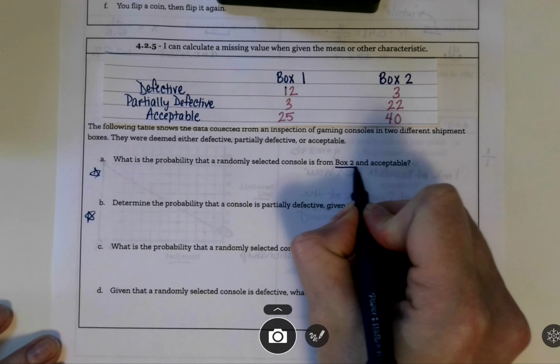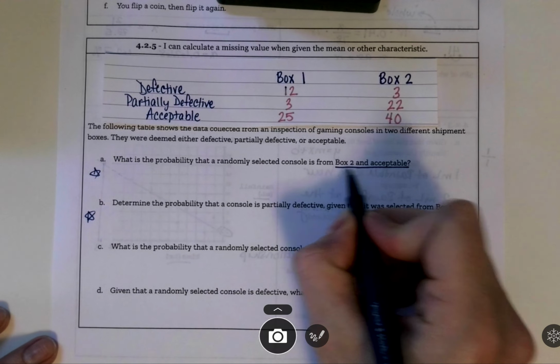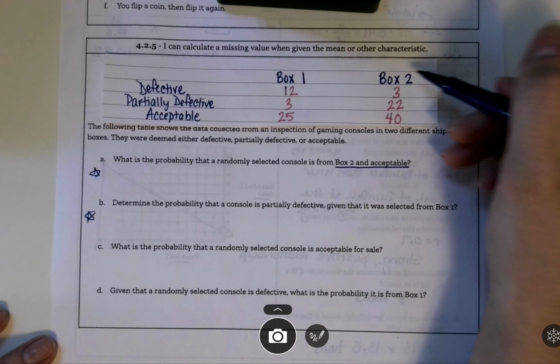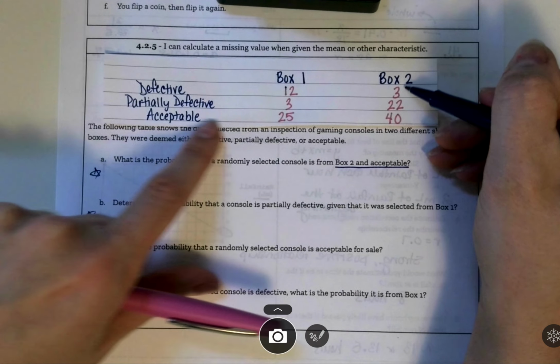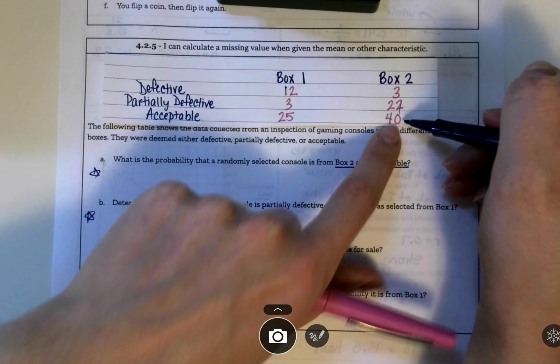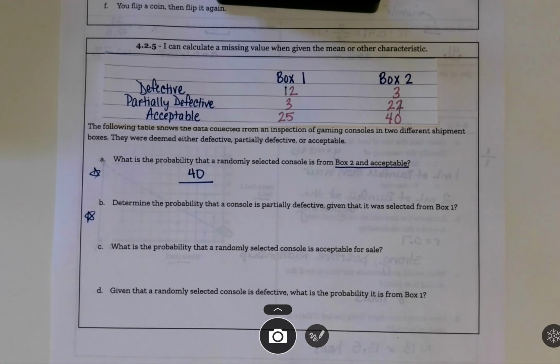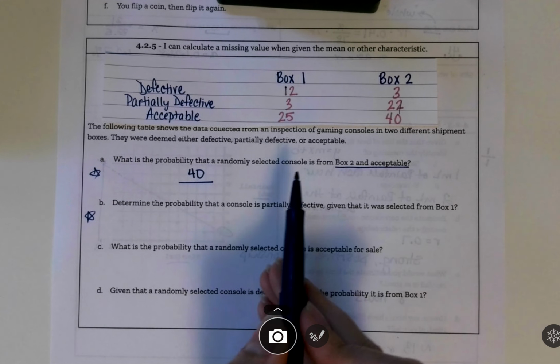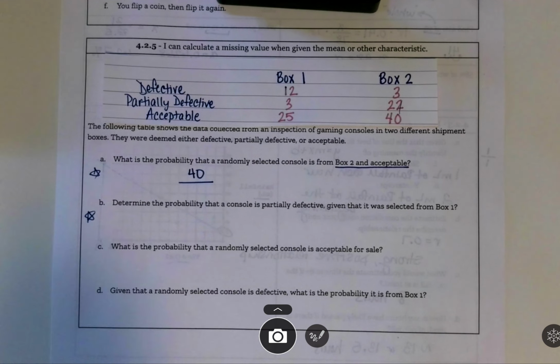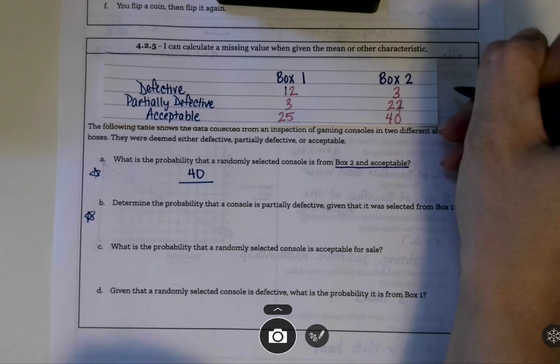So I want to figure out the number of consoles that are box 2 and acceptable. So looking up here, box 2 and acceptable are 40. So I'm going to have 40 out of, and I'm just selecting a console, so it doesn't matter what box it came from. So I'm going to do it out of the total of all of the consoles. So I have to add up everything. So I'm actually going to add up each row.